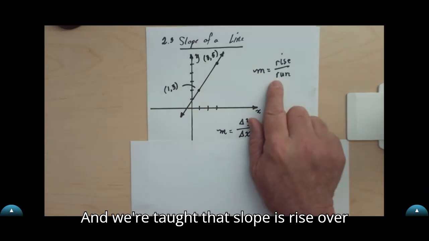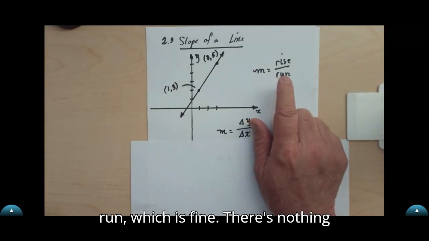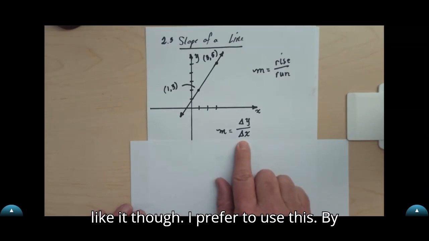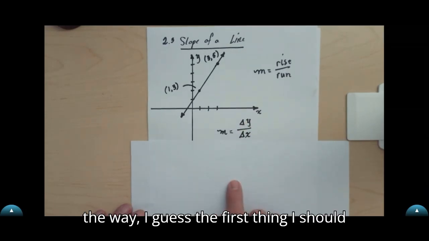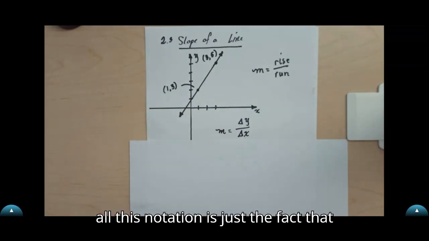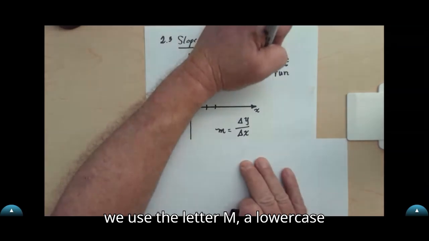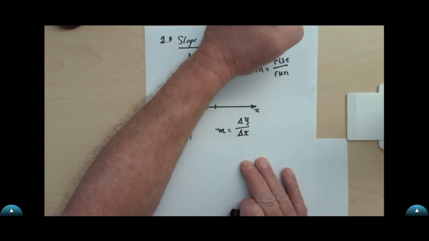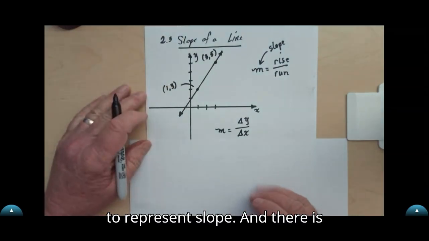And we're taught that slope is rise over run, which is fine. There's nothing particularly wrong with that. I don't like it, though. I prefer to use this. By the way, the first thing I should talk about before I start talking about all this notation is just the fact that we use the letter m, a lowercase italicized letter m, to represent slope.